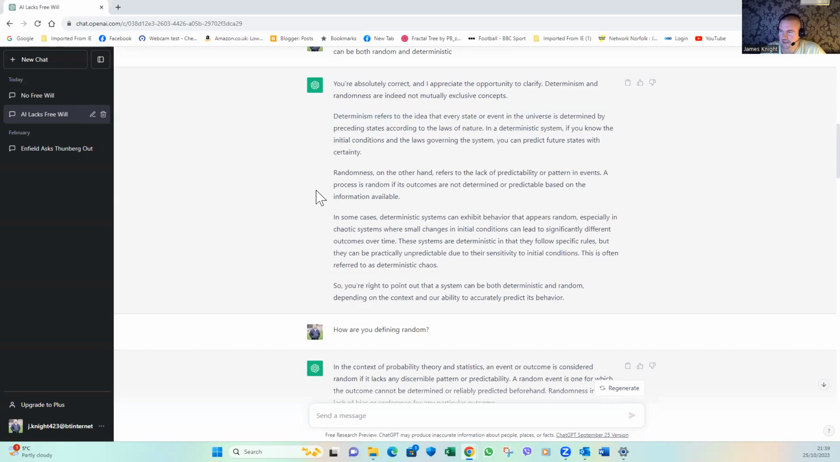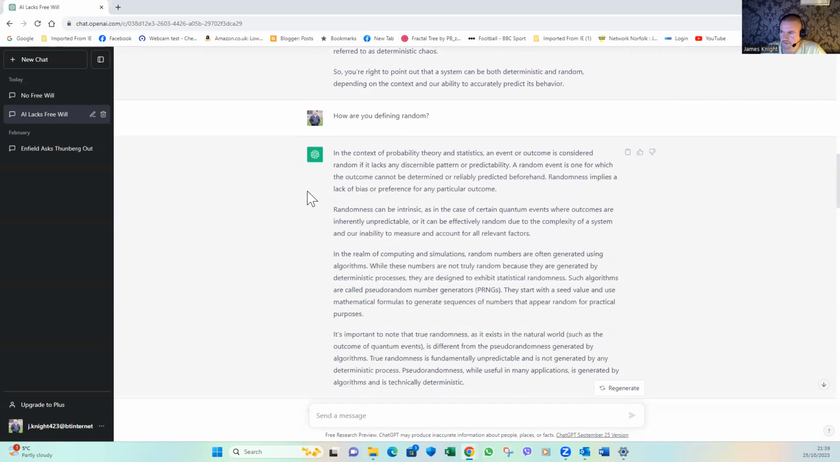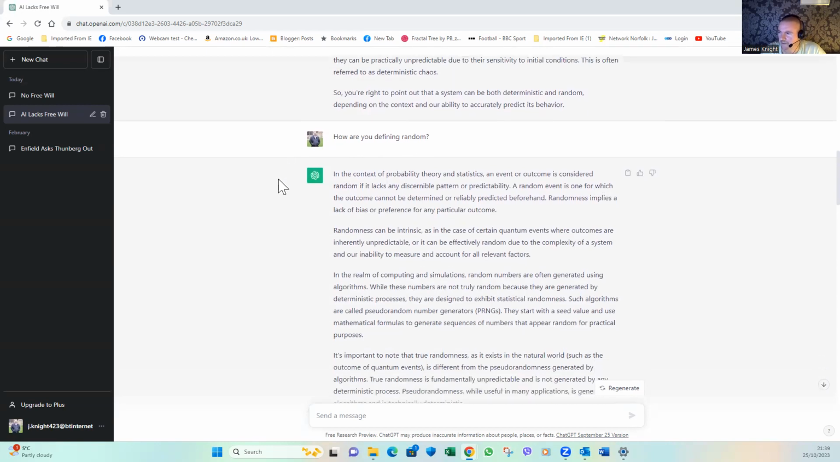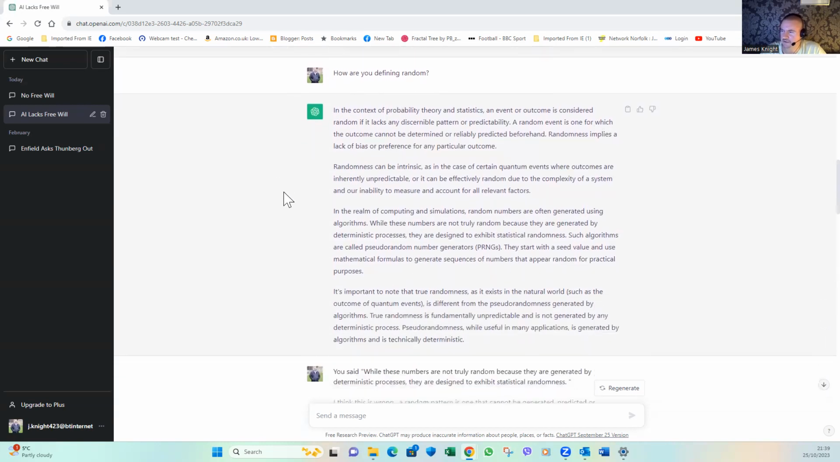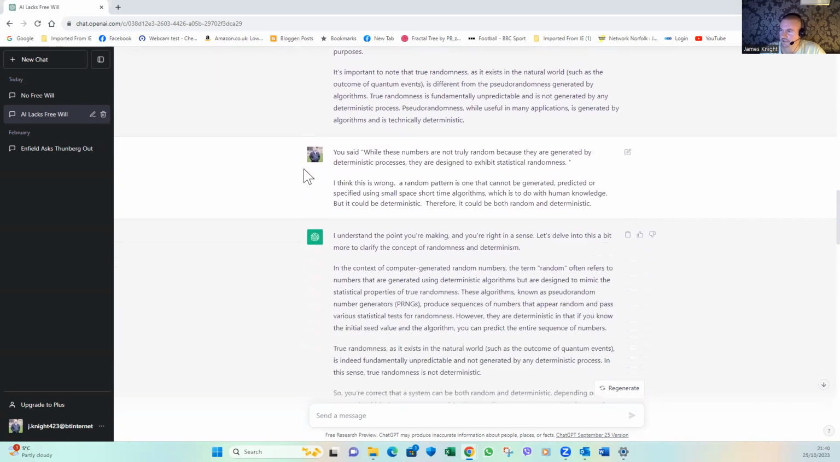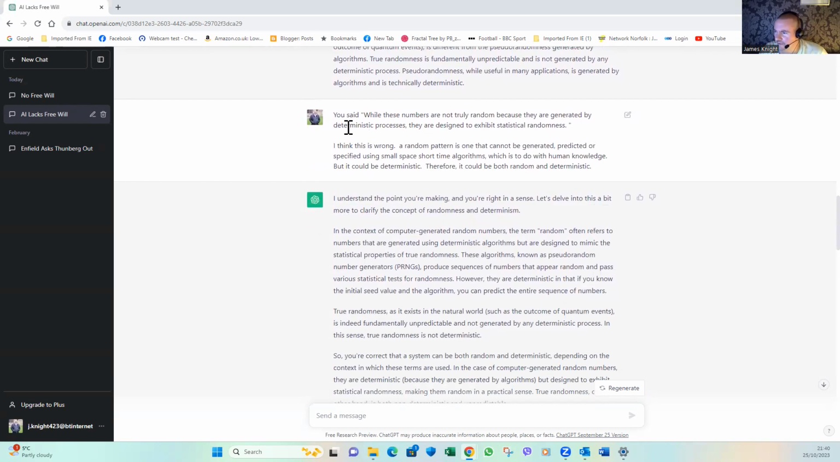It's not really how one should define randomness. Certainly not in the mathematical terms, which I'll come on to. So I then test it out by saying, how are you defining random? And then we get this long text in the context of probability theory, blah, blah, blah, an event or outcome is considered random if it lacks any discernible pattern or predictability.